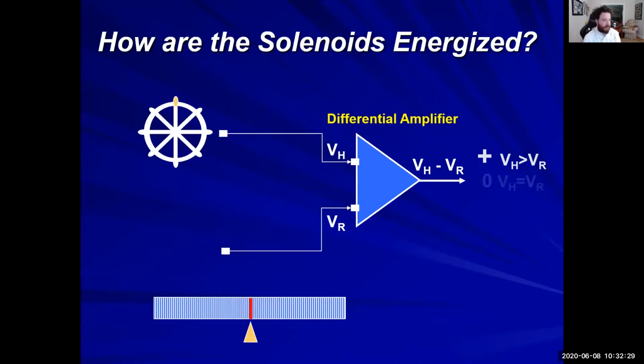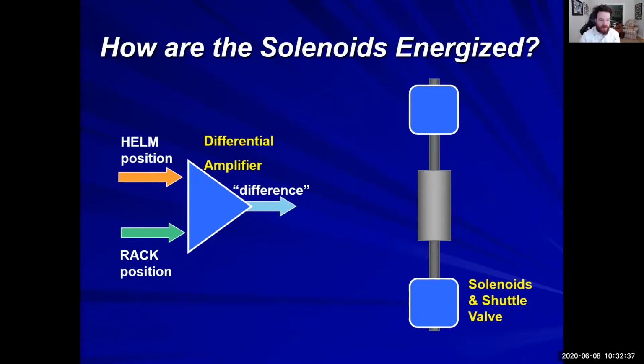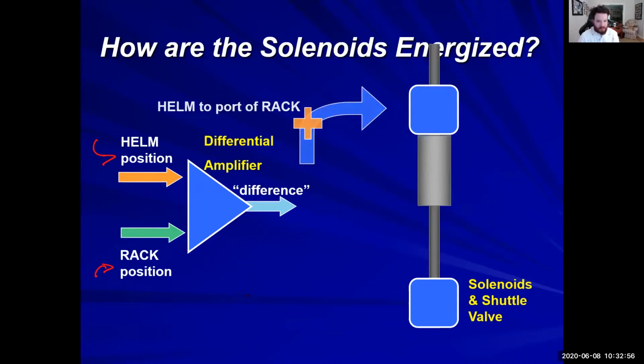Basically what's happening in here is explained better on this slide than with all those numbers. We have our helm position and our rack position, again going into some sort of a logic circuit. Now the difference between those is going to be dependent. So if the helm wants to go to port of the rack, we're going to have a positive difference, which means our shuttle valve is going to get sucked up into that direction.